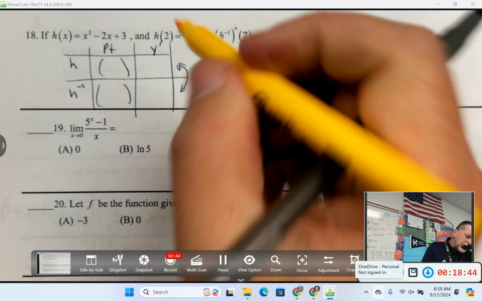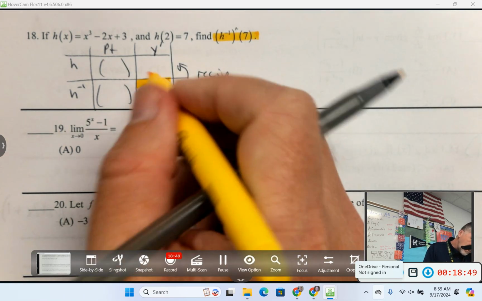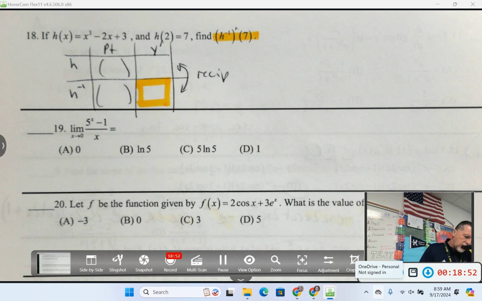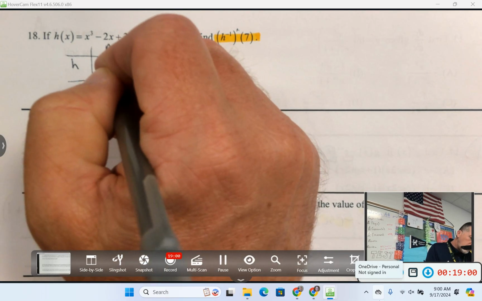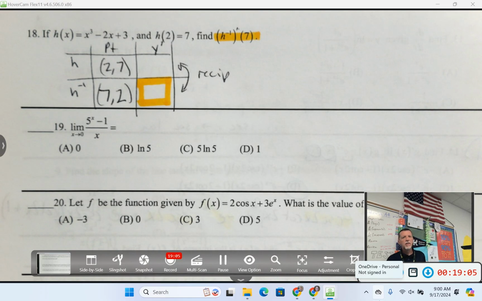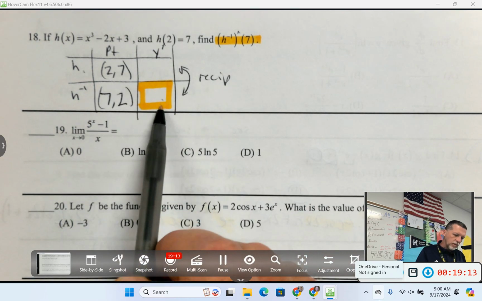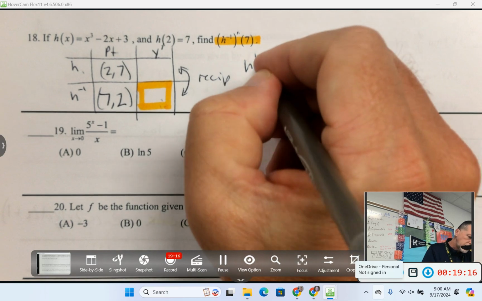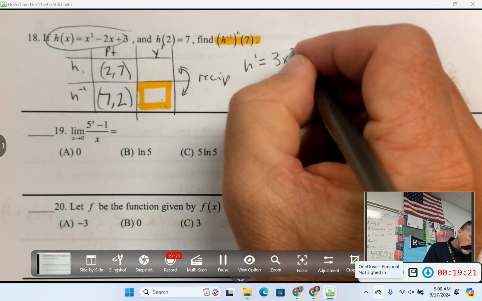And what we want is the derivative of the inverse of H at 7. So that means my y value is 7. H of 2 is 7. Okay, so 2, 7 is the H point, which means 7, 2 is the inverse point. And if I can find the derivative of H, I can flip it over and get the derivative that I want. Well, this isn't a table problem, but they give me an equation. 3x squared minus 2.